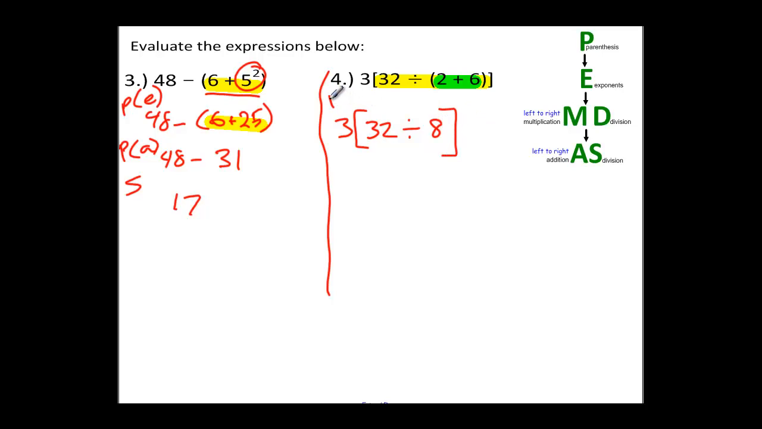Now here's another set of parentheses. Okay, so I did parentheses first. Now I'm going to do another parentheses. So I'm going to do 3 and then 32 divided by 8. So I'm just solely looking at the yellow part. 32 divided by 8 is simply 4.